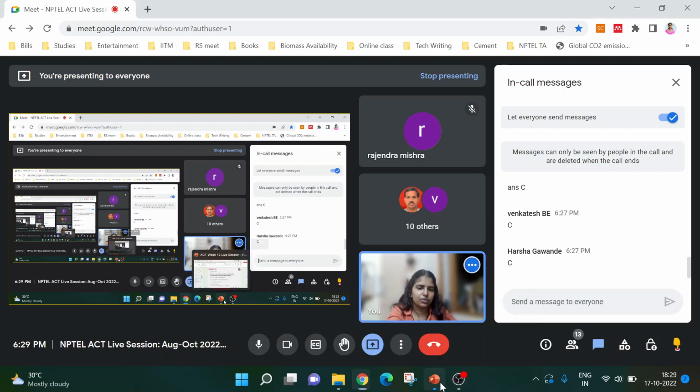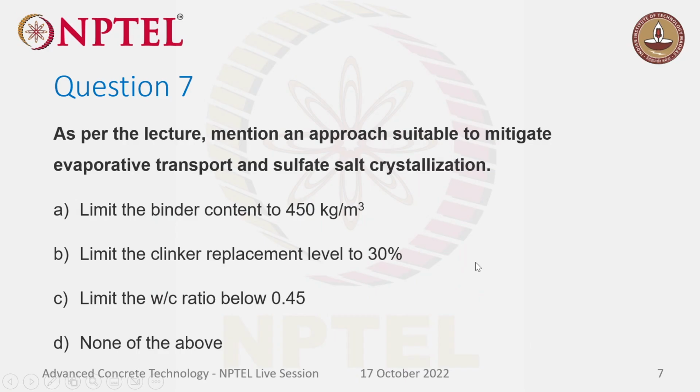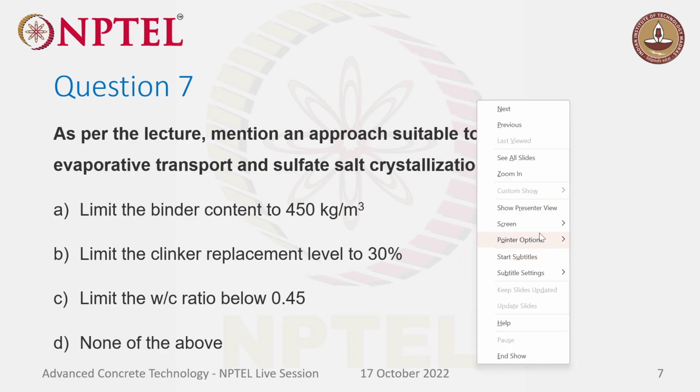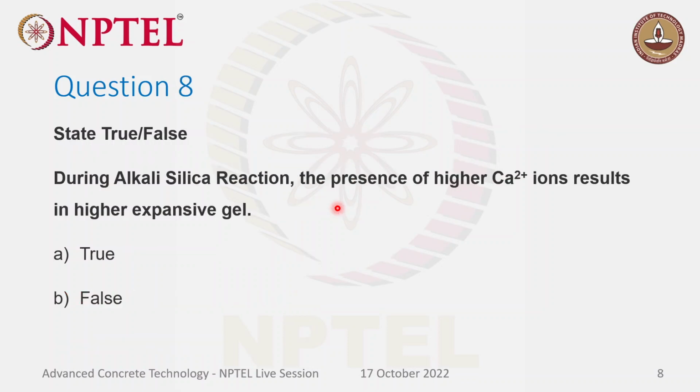So, this question is direct from the lecture PPT, in which sir has discussed how reducing the water to cement ratio of the cement mortar to cement binder to less than 0.45 helps particularly with sulfate attack and with sulfate salt crystallization. Okay, so now let's move to question 8.